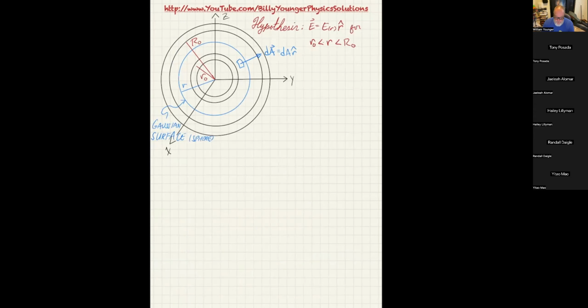The electric field, I'm guessing, will have a dependence only on the variable R that we know of from spherical coordinates, or just think about it as the distance from the origin. That's what the R is for any point you're talking about. And it's going to point radially outward, which I call the R hat direction. So that's my hypothesis.